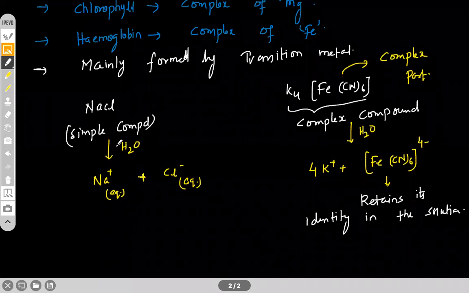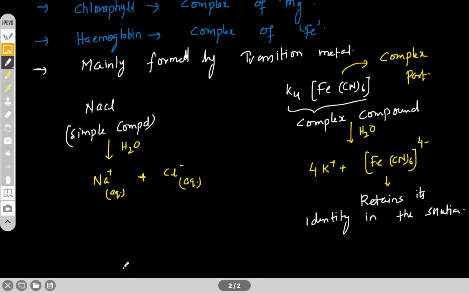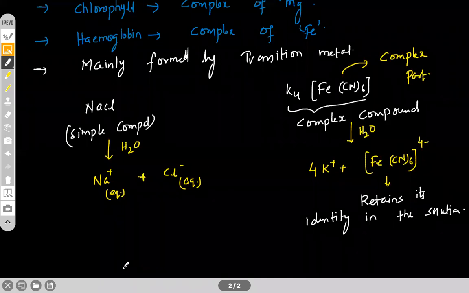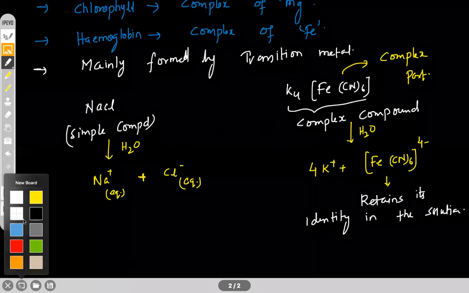Before going into this, what is a complex compound, what are the terms associated with it? Basically, there are different terms we use for coordination compound. But before going into those terms, let us first understand the classification of compounds and where these complex compounds are placed in the classification of compounds. So next page you see. Heading is classification of compounds.